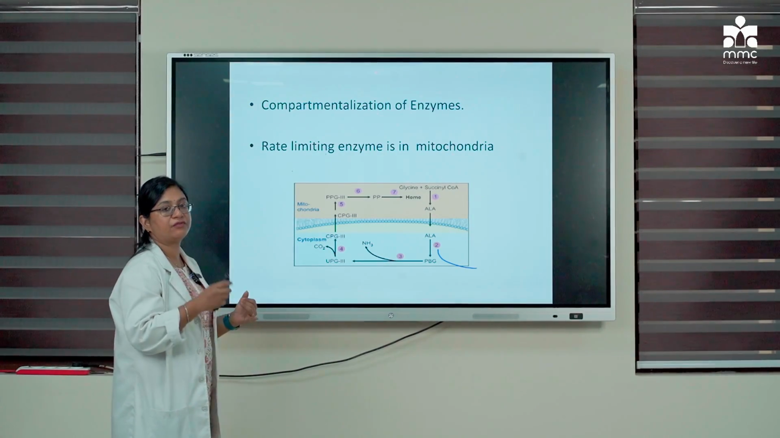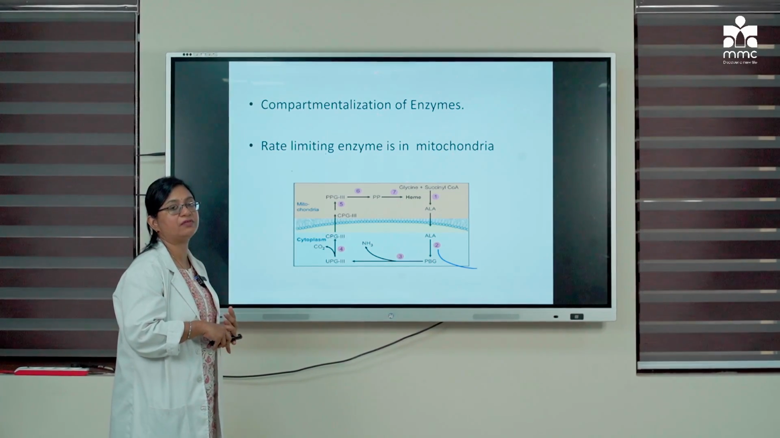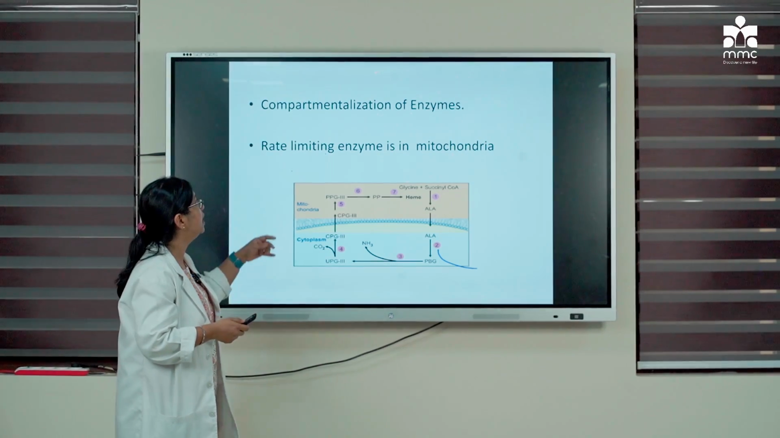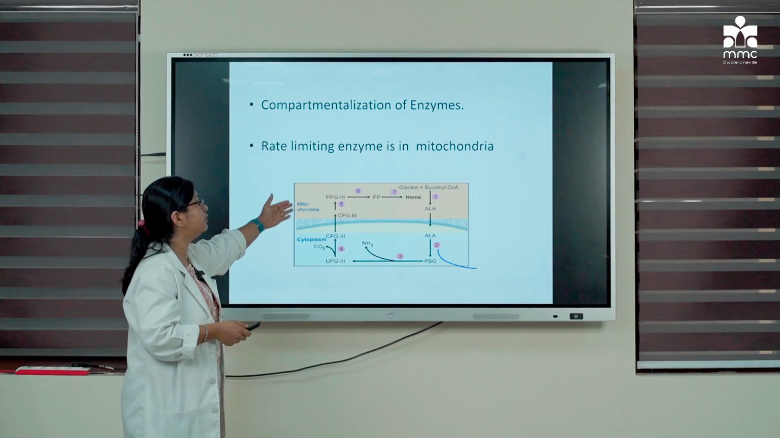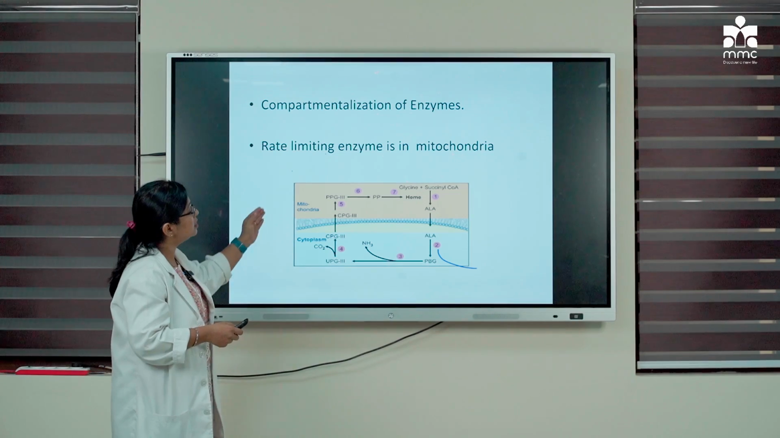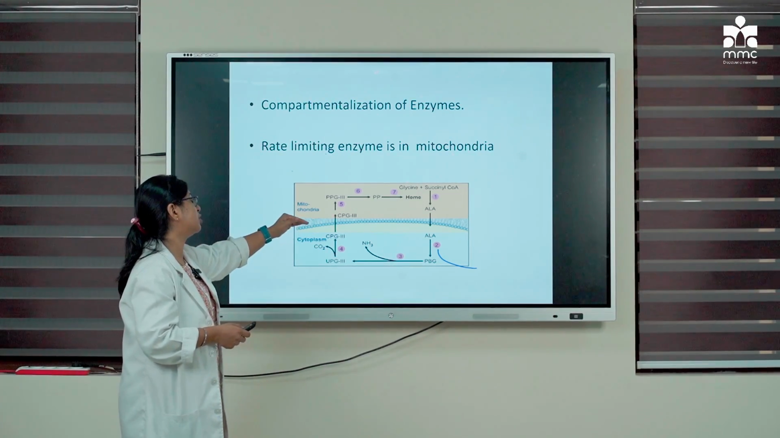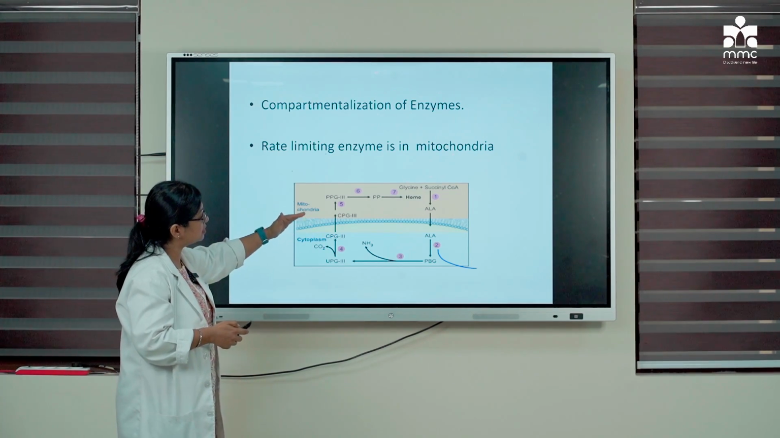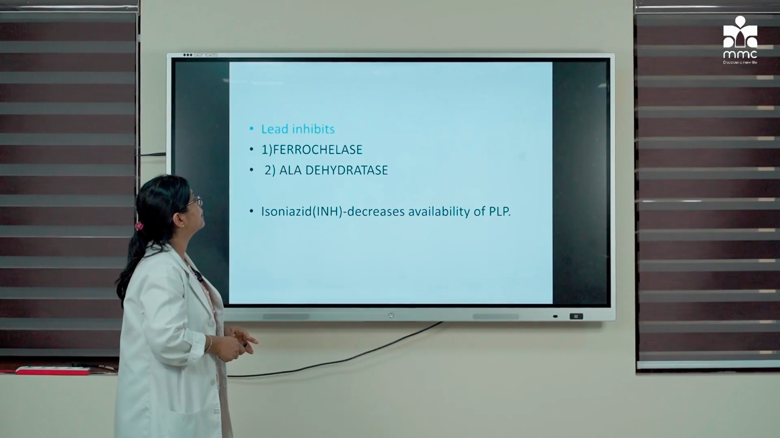So we have done the regulation at the gene level, we have done the regulation at the enzyme level, where it can be allosteric or feedback regulation, and then coming to the final regulation, the compartmentalization. You know that part of the steps are taking place in the mitochondria, part are taking place in the cytosol, and this compartmentalization is also involved in controlling the whole pathway.